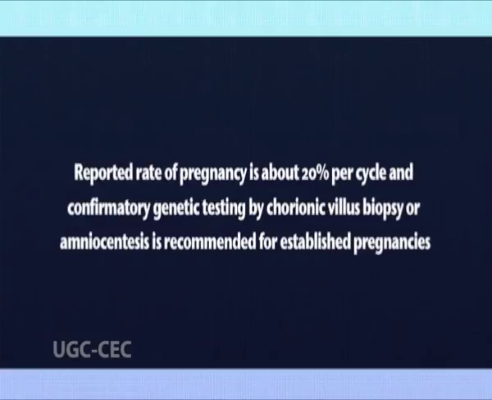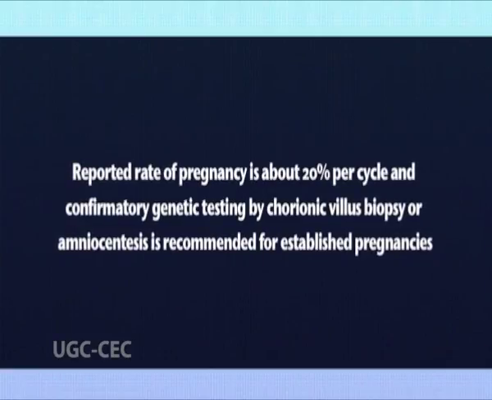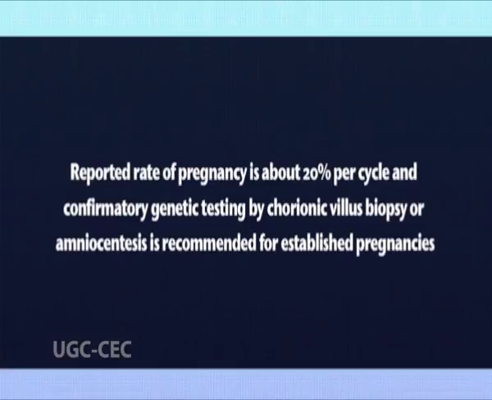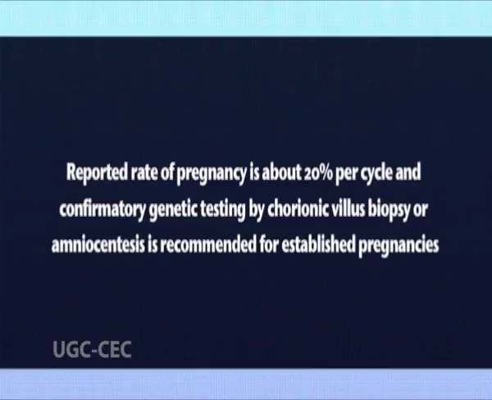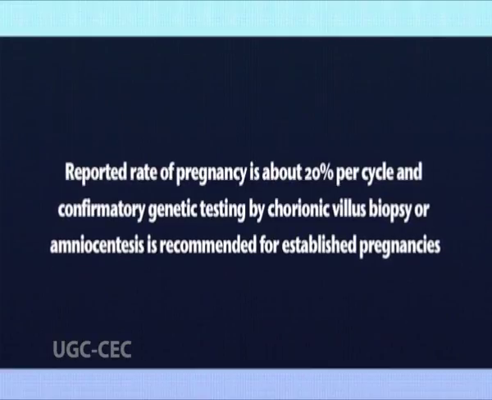An average IVF cycle may produce 10 to 15 eggs, of which 5 or 6 develop to the stage where biopsy is possible. The reported rate of pregnancy is about 20% per cycle, and confirmatory genetic testing by chorionic villus biopsy or amniocentesis is recommended for established pregnancies. This method may be more acceptable to some couples than other forms of prenatal diagnosis, but has a very limited availability.